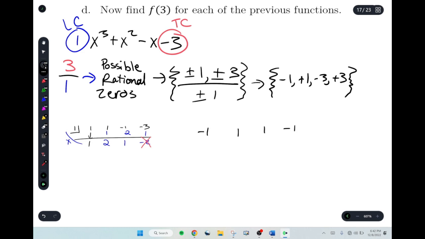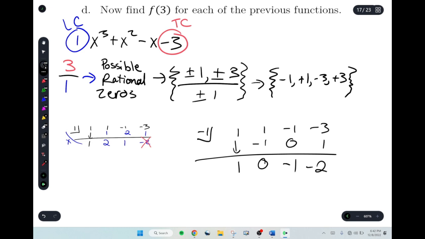1, 1, negative 1, negative 3. Drop it down. 1, negative 1, 0, 0, negative 1, 1, 2. Nope, that's not it either. Wait, that's the same thing? That's crazy.